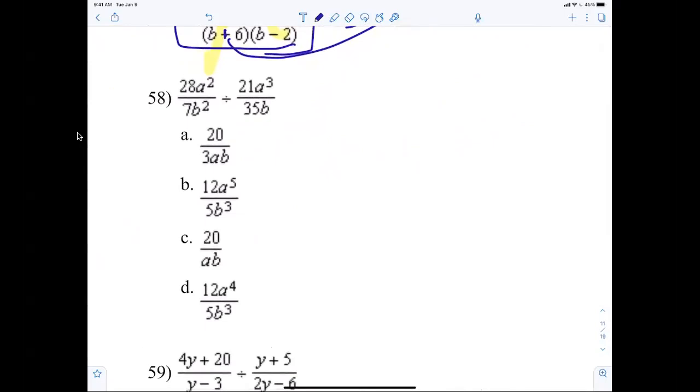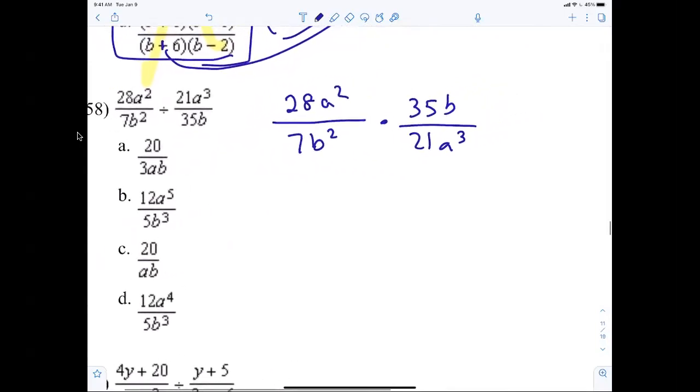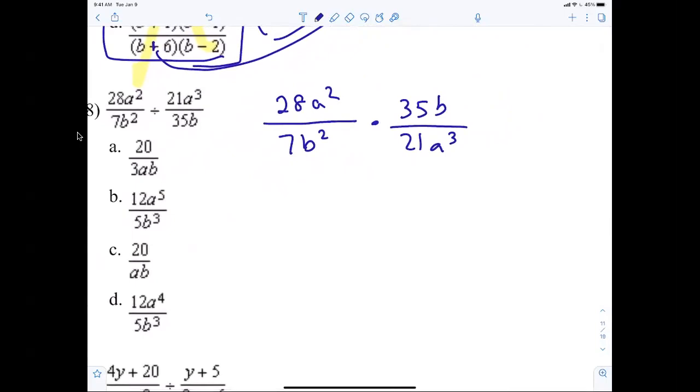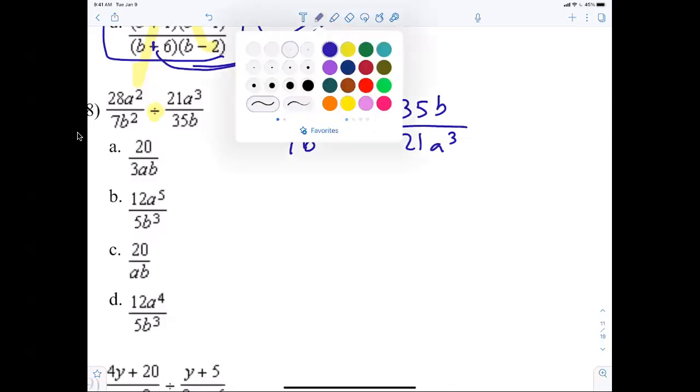Problem 58, don't forget, you're just multiplying by the reciprocal. So 28a squared over 7b squared times 35b over 21a cubed. Won't they cancel, so it'll be an a on the bottom? Well, I'm not there yet. I just rewrote the problem. All right, we changed the division to multiplication. Now we can start reducing.